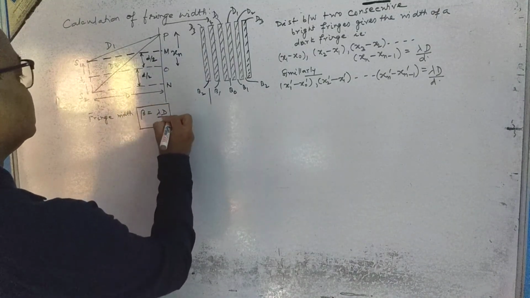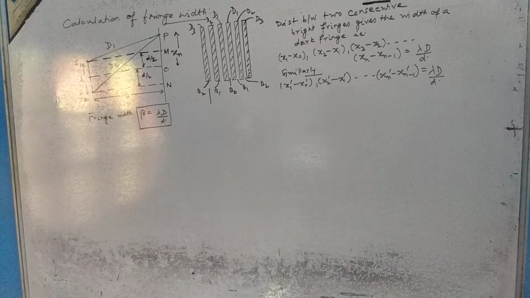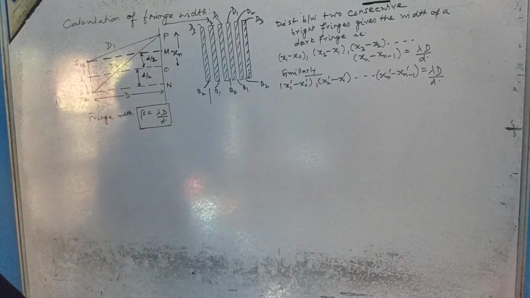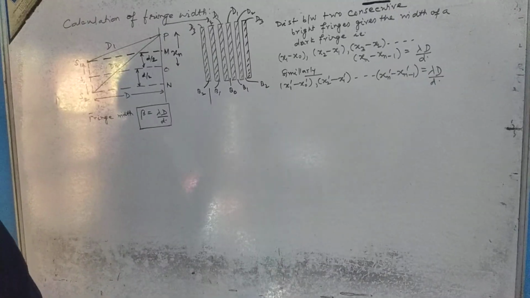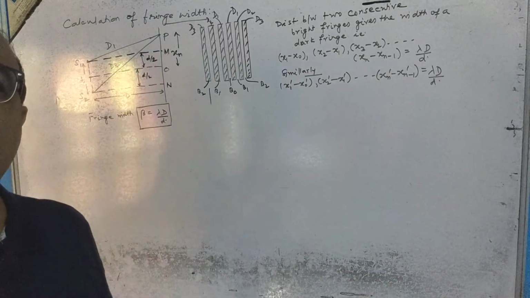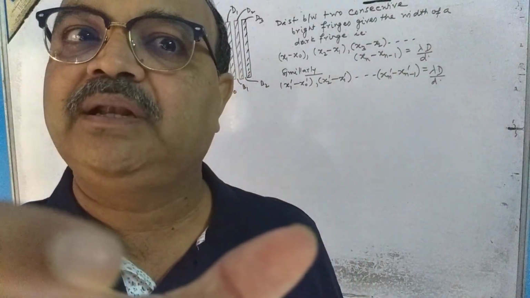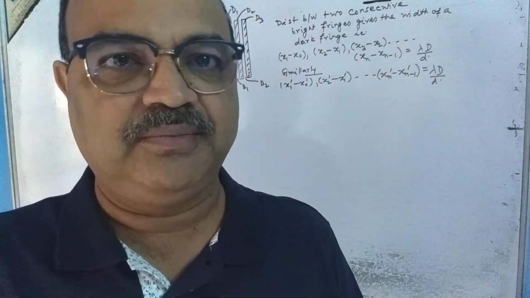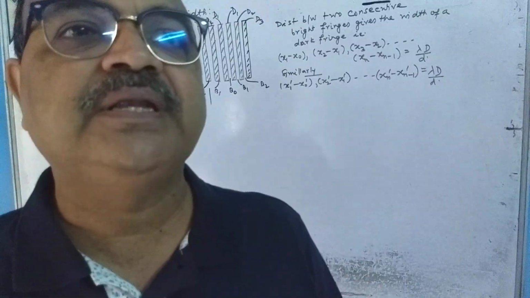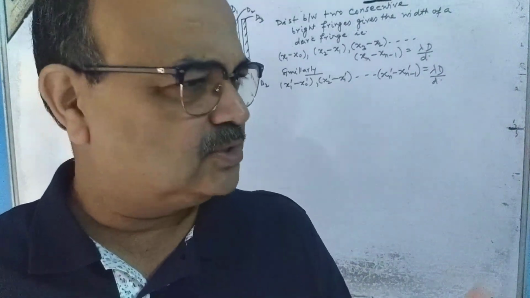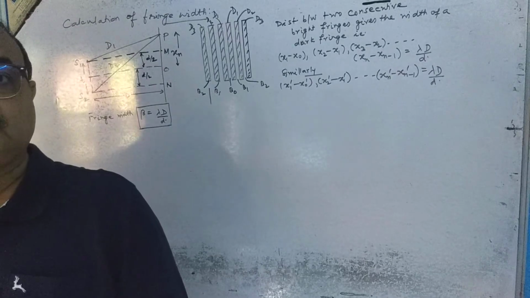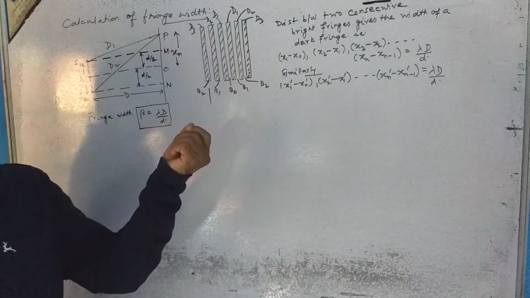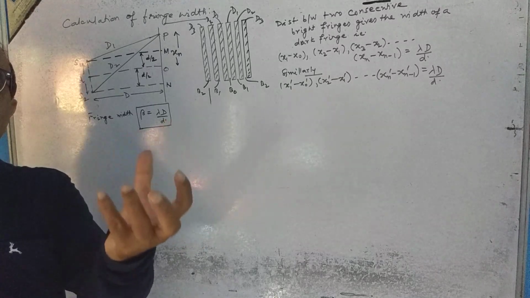And what is the fringe width? This is the fringe width. All the fringes in the interference are of equal width, and beta is equal to lambda capital D by small d. Definitely, the value of beta will be small because lambda is associated. Lambda is a very small quantity, I hope you all remember. It is always in the order of angstrom, that means 10 to the power minus 10. So it makes the whole factor small. That's why fringe width is generally in the order of millimeters.